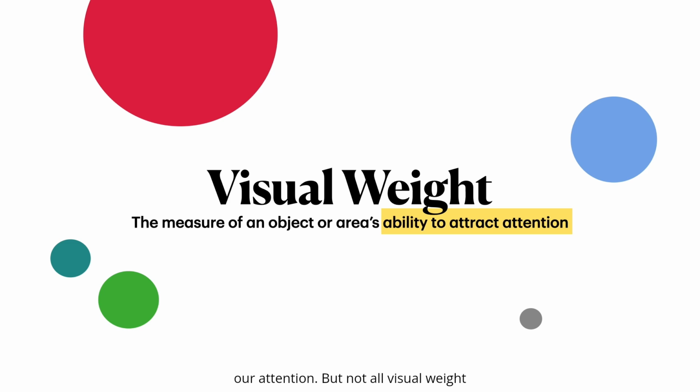But not all visual weights are equal. This large circle has a strong visual weight because it is big and red. It catches our attention first. On the other hand, this small gray circle is so small that we may not notice it at first. So it has a weak visual weight.